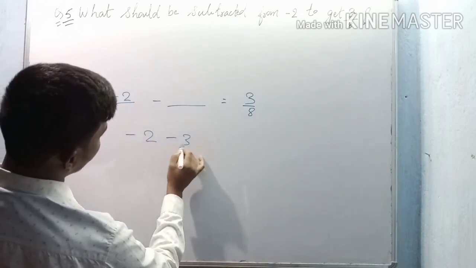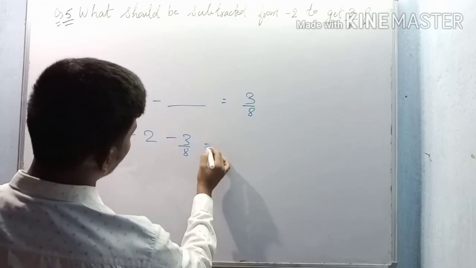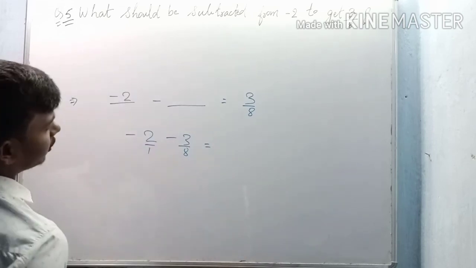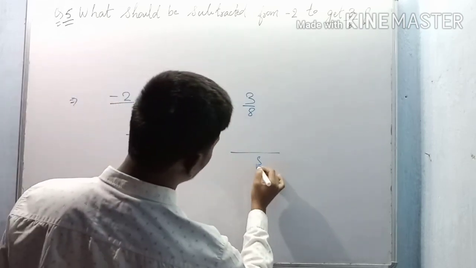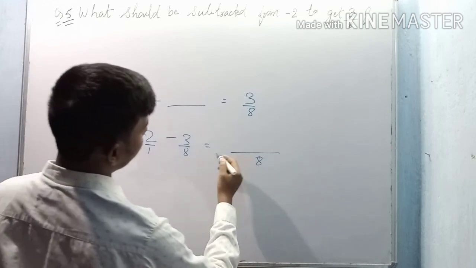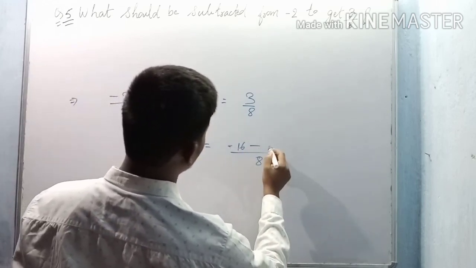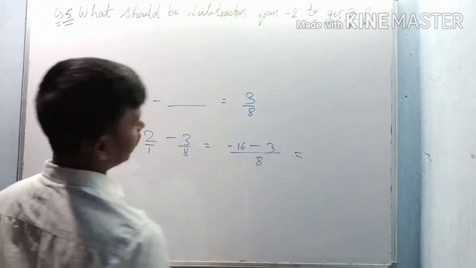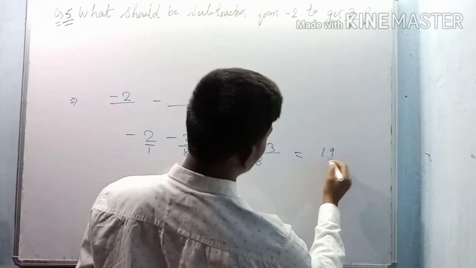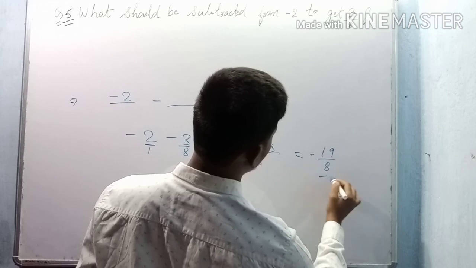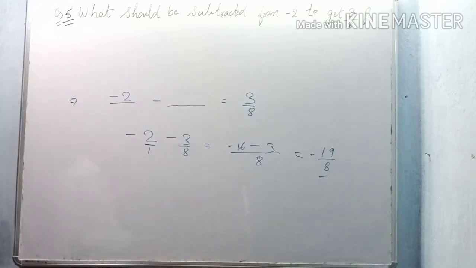3 by 8 will become this side because it is positive. This side will become negative. And nothing is there, 1 is there. LCM will be 8. And 2 1s are 2, 8 1s are 8, 2 8s are 16. Minus 16, minus 8 is there. So minus minus plus, 16 plus 3, 19. 19 by 8. And minus 19 by 8 is the answer. Very simple. This question was very simple, as we have discussed.